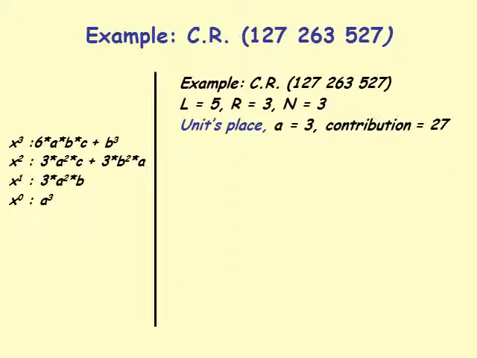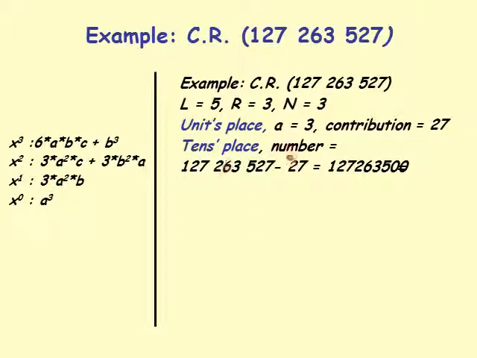Okay. So at the units place, we have a is 3. So a is the units place, and that's 3. We come from the right here. Its contribution is a cubed, 27. Now we go to the tens place. The number is this number minus 27. So minus 27, I got 127 263 5 and 2 zeros. Now we are dealing with the tens place number, and we don't need the units place number, so we just cross that out.